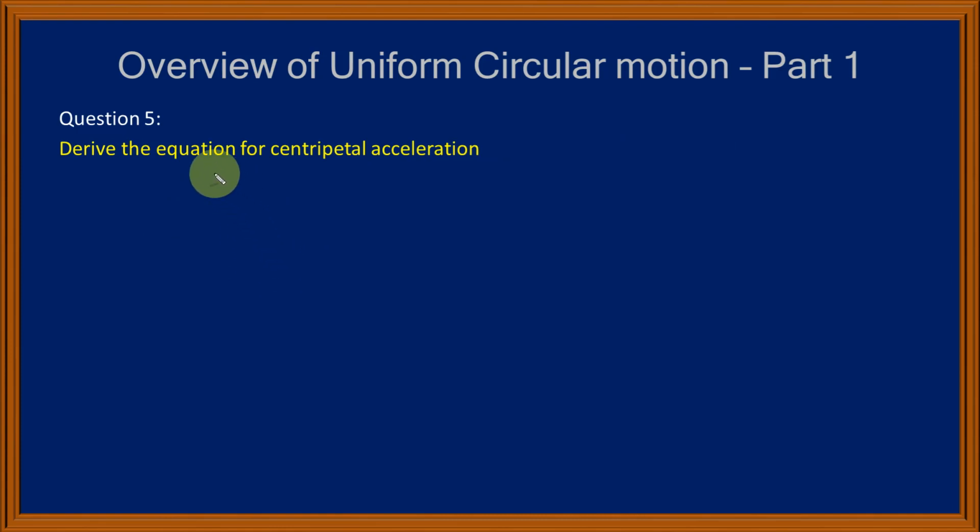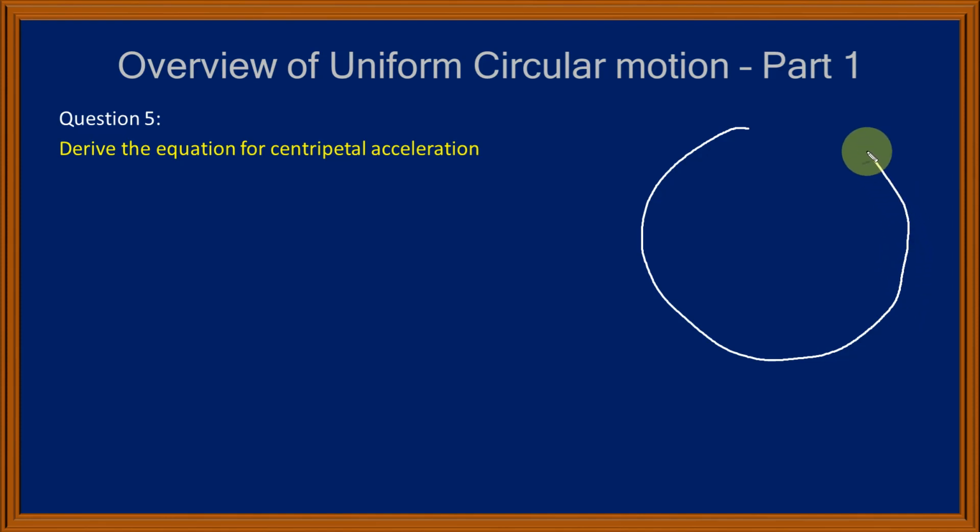Now, in question 5, this is where the rubber meets the road, because we want to derive the equation for centripetal acceleration. Let's consider the same object which is moving in a circular path. There's a circular path, and this was the starting point of the object. We call it point A, and this is point B. This is the radius of the circular path. Again, this is the radius.